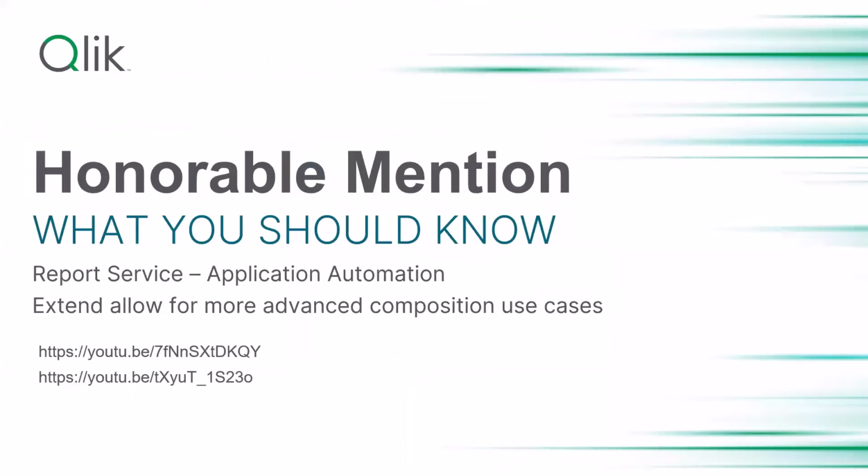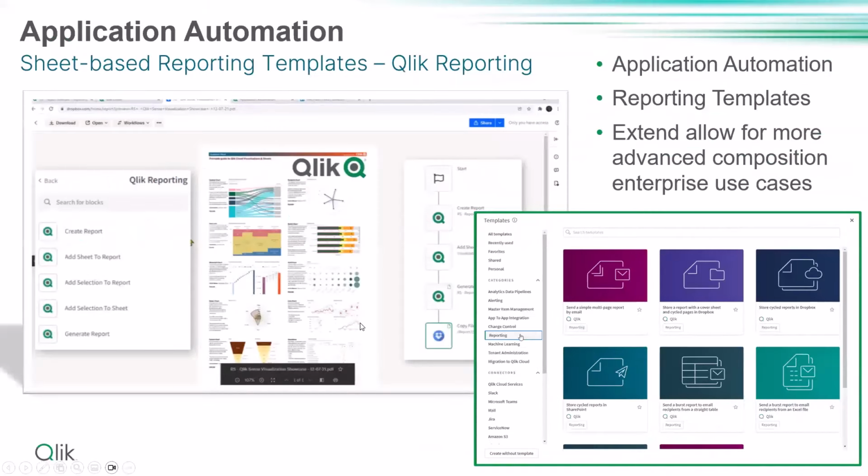And then an honorable mention, what you should know, the report service that is available in application automation, and there's some resources on this as well, allowing you to extend for more advanced composition use cases, okay? And I have created tutorials on this as well as videos on YouTube. This is using application automation. We already have templates that are built in application automation. As you can see here, send a single multi-page report by email, share a report with a cover sheet and cycled pages in Dropbox, and so on. I'm not going to go through all this, but this is utilizing our report service and application automation to create that automated workflow.